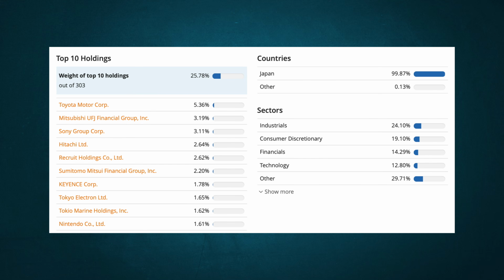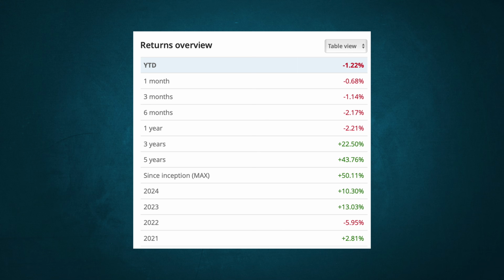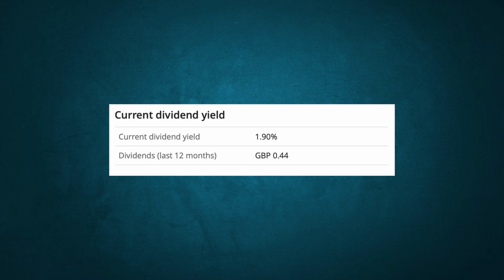You'll recognise many of the top holdings within this ETF, including Toyota, Mitsubishi and Sony, just to name a few. Performance of this ETF has been respectable at 44% over the past 5 years, averaging around 8 or 9% per year. This ETF also pays out a dividend of just under 2%. So that's Japan covered, but now we need to find an ETF which covers the rest of the Pacific region.